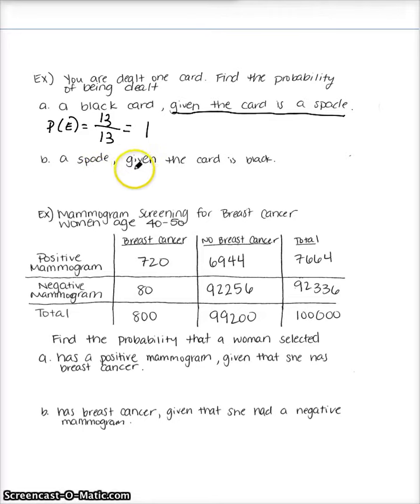Find the probability of being dealt a spade, given that the card is black. Again, if we know that the card is black, that's telling us something about our outcome. There are exactly 26 black cards in the deck. Of that, how many of them are spades? There are 13 of them that are spades. This simplifies to 1/2.